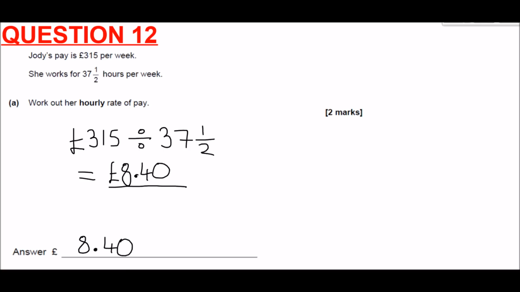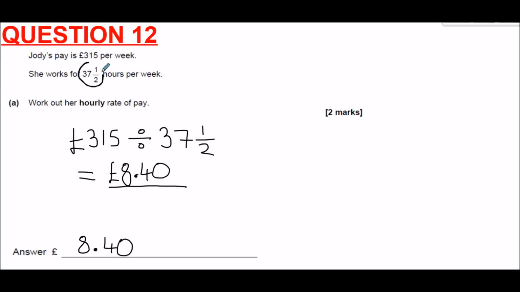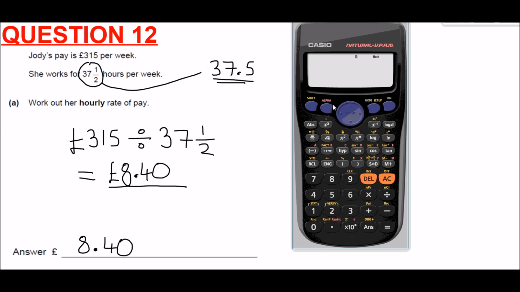If what I've just showed you freaks you out slightly, or you think, well, I might forget how to do mixed numbers, it's always worth remembering what half is as a decimal. As a decimal, half means 0.5, so 37 and a half in decimal form would just mean 37.5. So if you're more comfortable using the decimal form of a number, we could do that calculation instead. 315 divided by 37.5 comes to £8.40 again, as you'd expect it to.